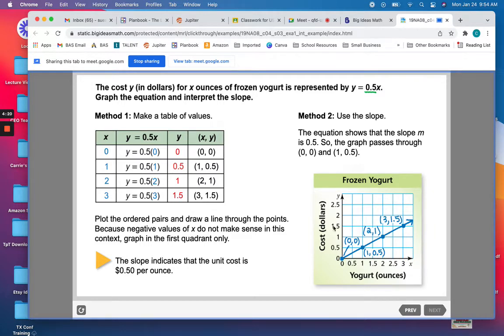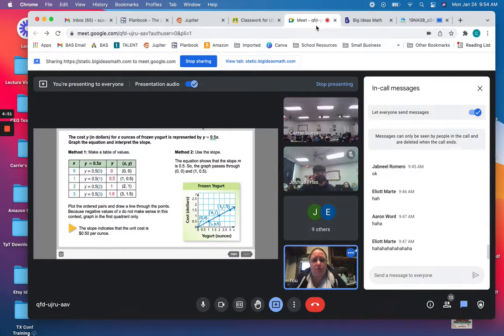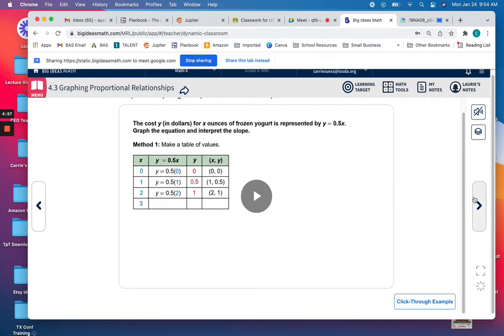Okay, if you look here on the graph, I go up by 50 cents, because this is in dollars, and I go over by 1 yogurt, 1 ounce. So to interpret it, you can interpret the fact that it costs 50 cents per ounce on the yogurt. So that's all you have to say, that the yogurt is 50 cents per ounce. Okay? So that's what it means when it says to interpret. Make sure you're doing that on your work. Okay? Any questions on that? No. Alright, go ahead and do your try-its.